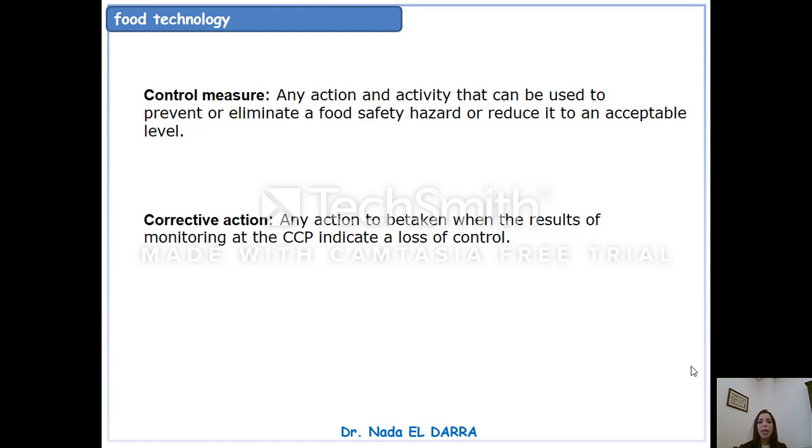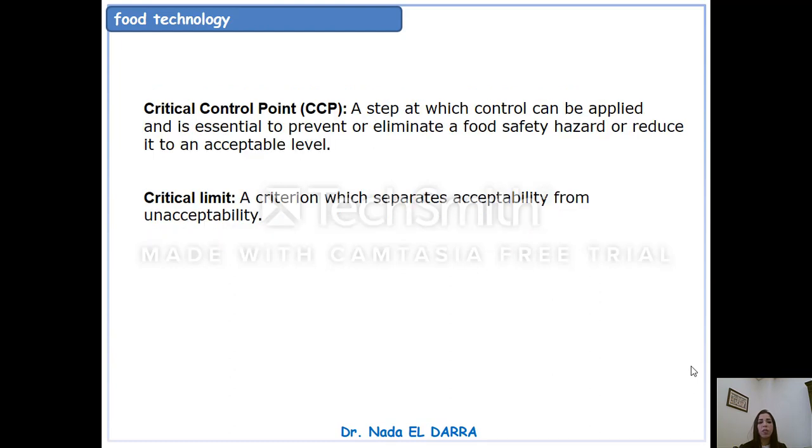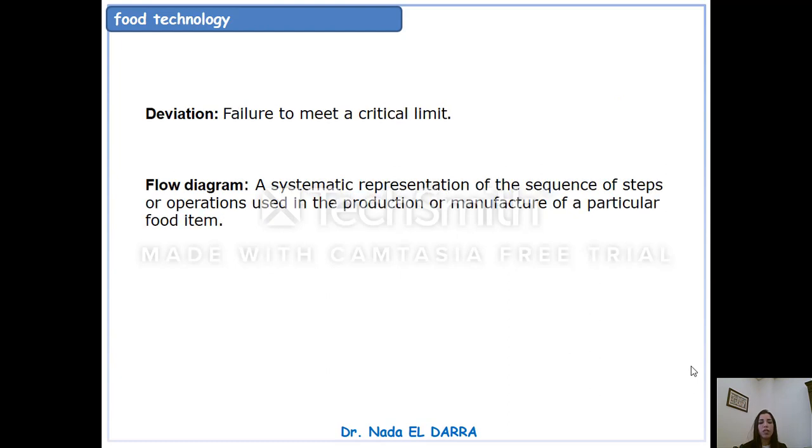Control measure is any action or activity that can eliminate the food safety hazard to an acceptable level, such as measuring foreign bodies in chickpeas. Corrective action is an action that will avoid the recurrence of a certain problem. CCP is a step at which control should be applied to prevent or eliminate the food safety hazard to an acceptable level, such as pasteurization temperature. Critical limit is the temperature itself that separates acceptability from unacceptability.